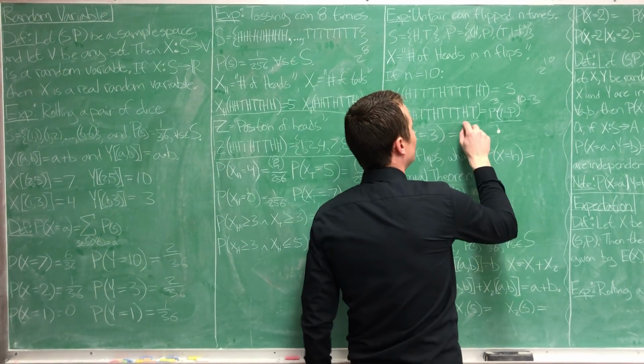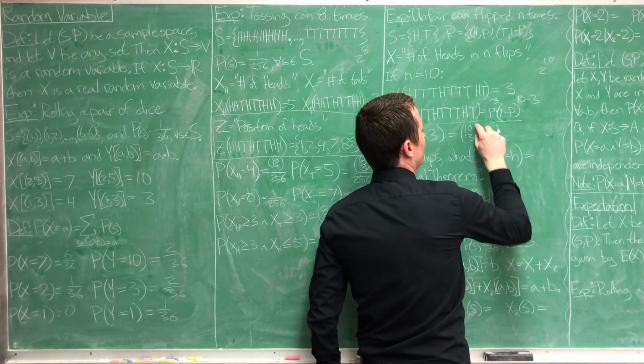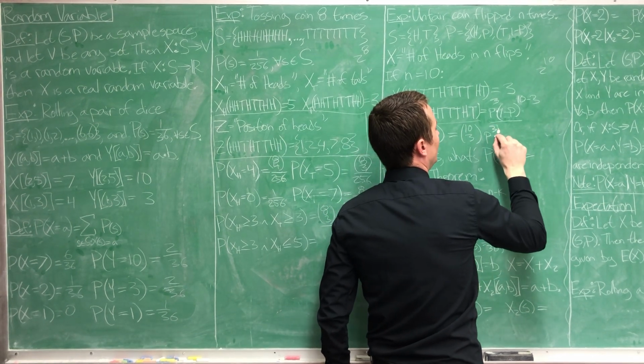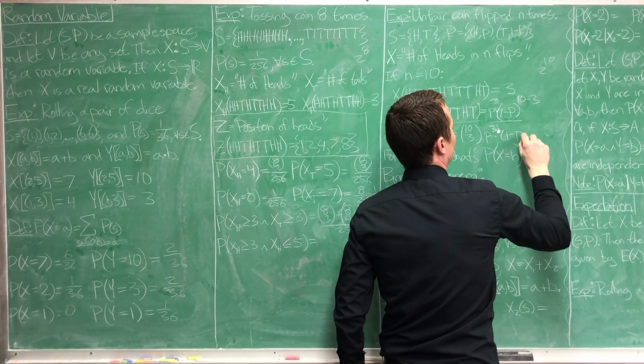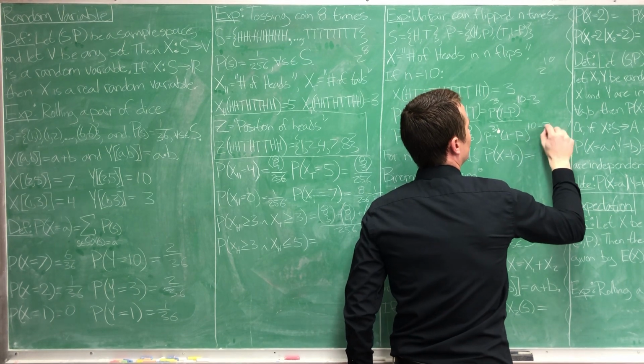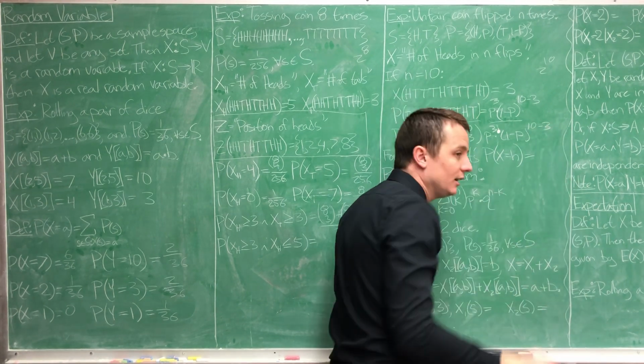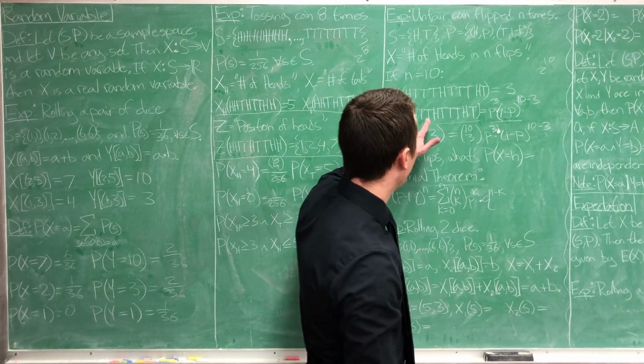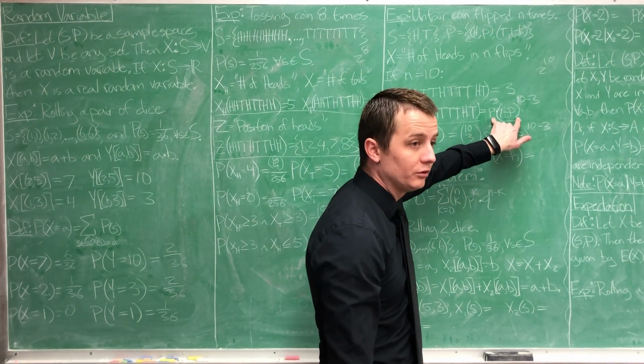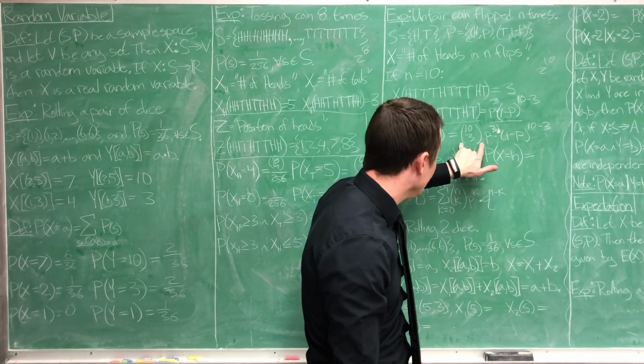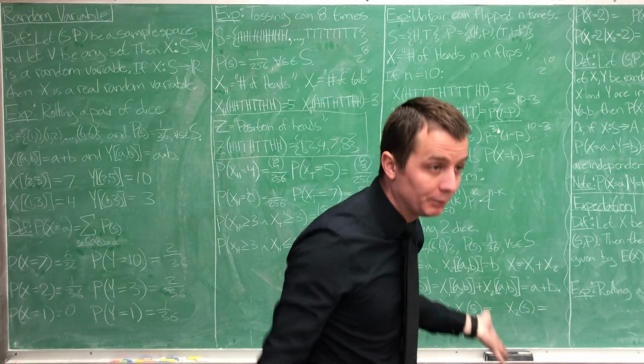Perfect. 10 choose 3 times P to the 3 times 1 minus P to the 10 minus 3. How did we get that? This is the probability that we get one of those flips. So count how many of those flips there are and add up all their probabilities.